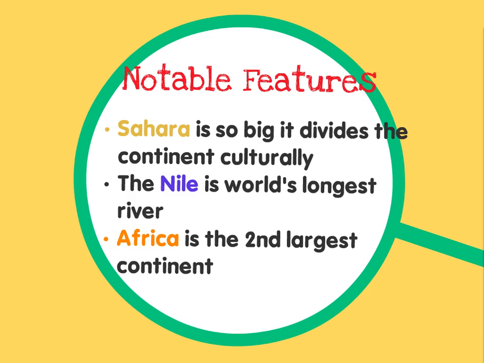Some notable features for Africa, geographically speaking. The Sahara is so big that it divides the continent culturally. What people normally think of as Africa in terms of culture is what we refer to as sub-Saharan Africa, Africa below the Sahara Desert. Africa north of the Sahara Desert is what we look at as Arab Africa, North Africa. You also remember that the Nile River is the world's longest river, and Africa is the second largest continent in the world.